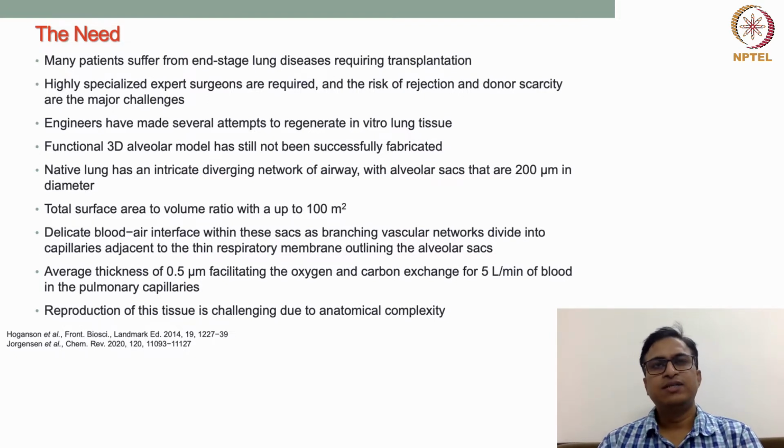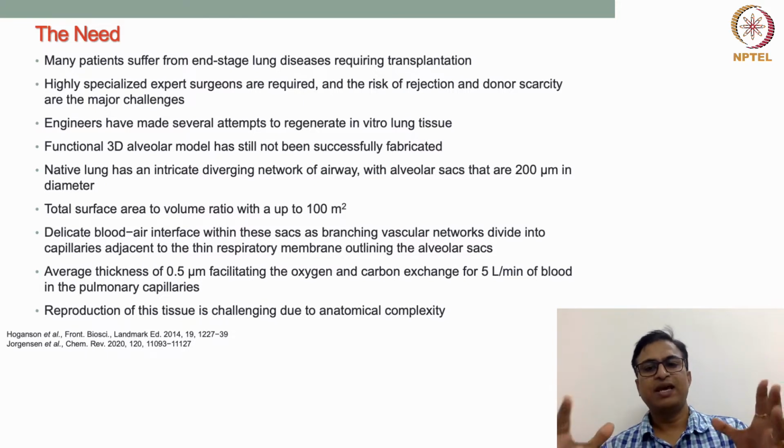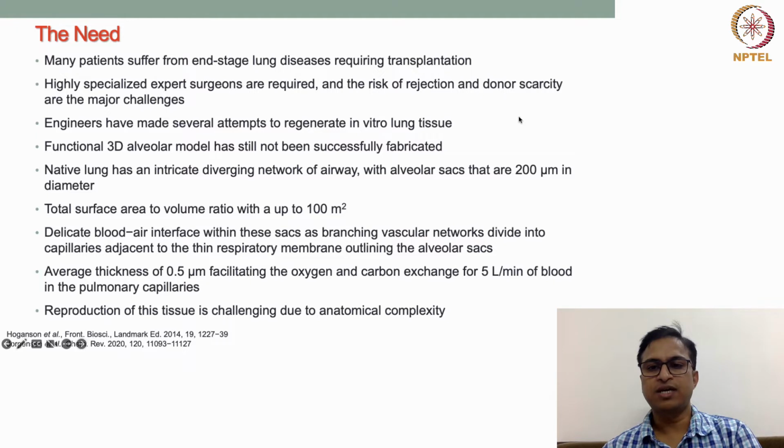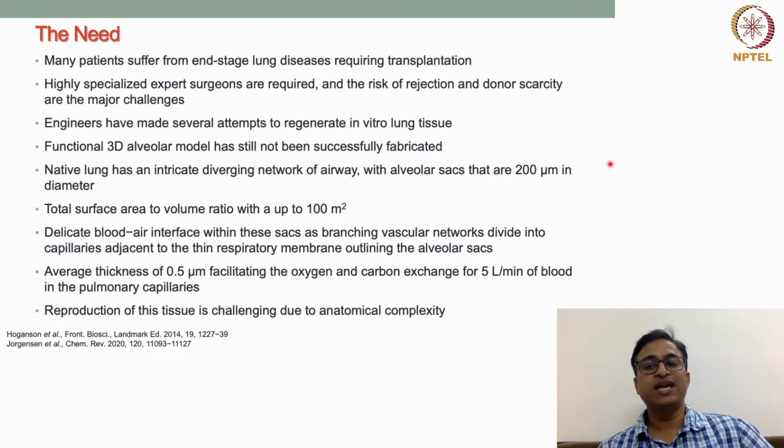If you see, the native lung tissue has an intricate diverging network of airways with multiple alveolar sacs present. Those sacs are about 200 micrometers in diameter, and a large number of these sacs are present in the lung tissue.